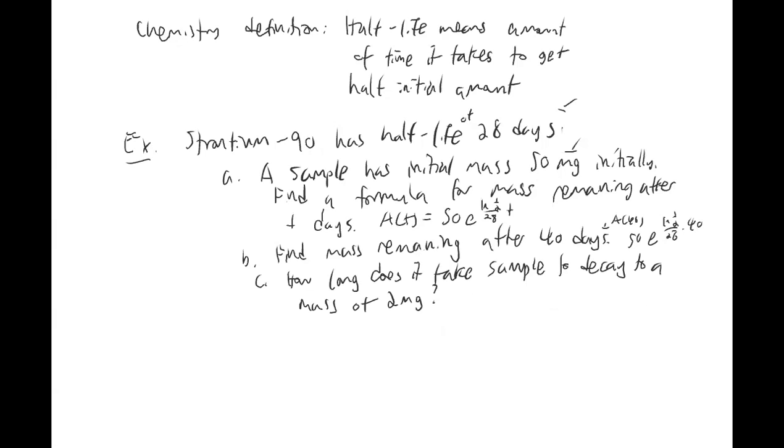And then part C, it's the vice versa. How long does it take to decay to 2? So they're telling you A of t is 2. Find t. So 2 equals 50 e to the ln of a half over 28 t. 1 over 25 equals e to that. So t, if you ln both sides, you're going to get ln of 1 over 25 times 28 over ln of a half, I think. Yeah. And it's in days.